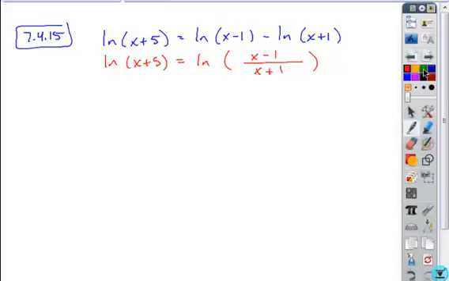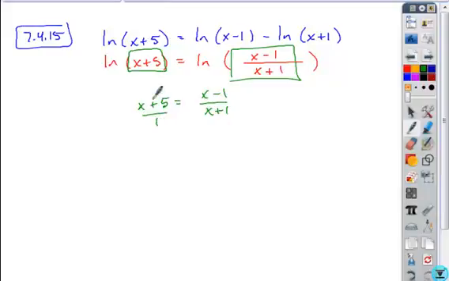So here are the two logs. Once we get everything written as a single log on each side, just equate the values in the logs. So we know that x plus 5 has to be equal to x minus 1 over x plus 1. And so it just becomes a proportion.